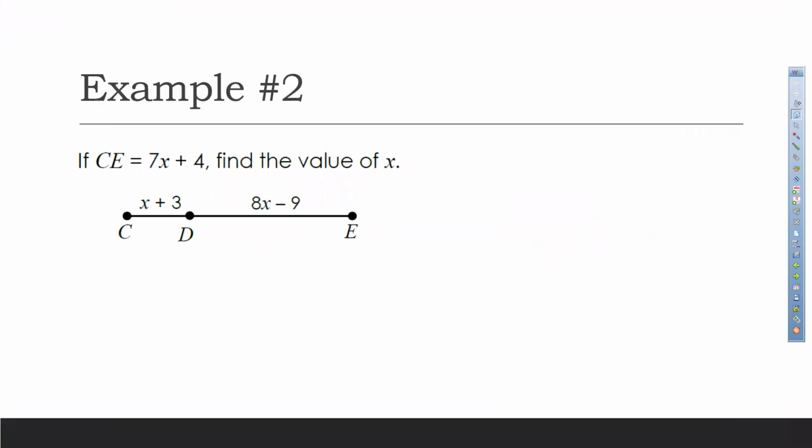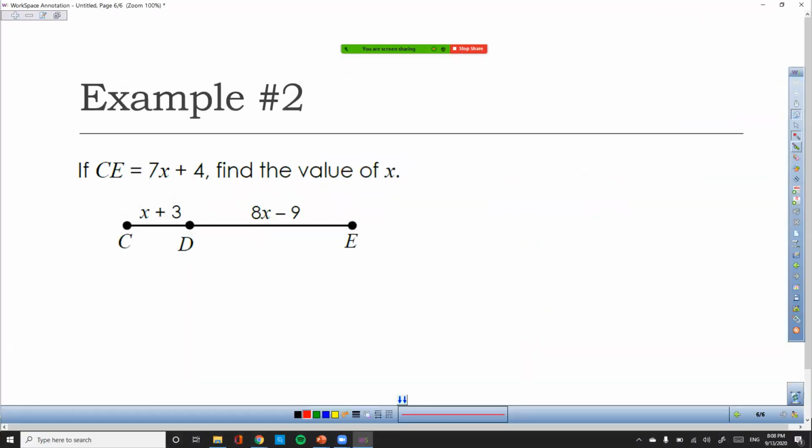All right, let's try this example now. If I look at this one here, they're telling me the length of segment CE, so from C all the way to E, is 7x plus 4. And the question is telling me again to find the value of x.